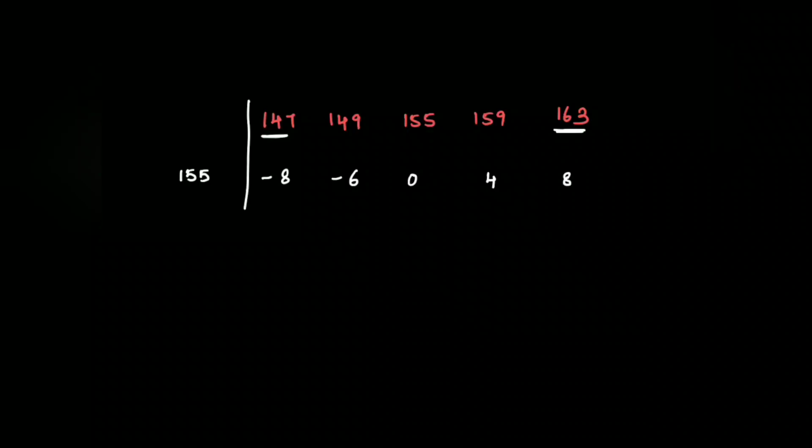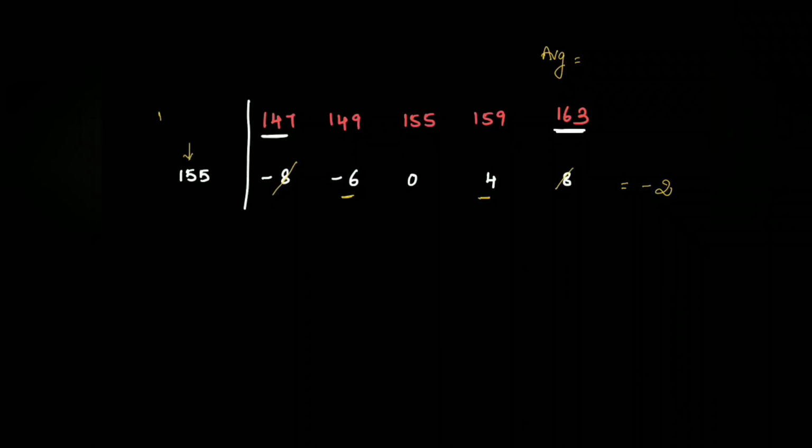Now, by using this, you just add all the deviations. Take the sum of deviations here. Minus 8 plus 8 cancels. Minus 6 plus 4, so the sum of deviations is minus 2. So what you have to do is find your original average. Your original average is going to be the average that you have assumed. You call it the assumed average.